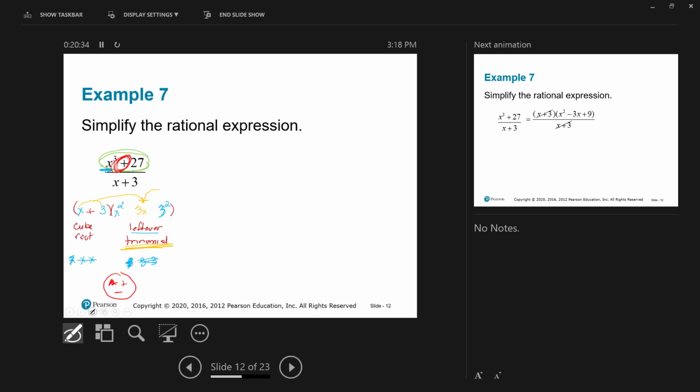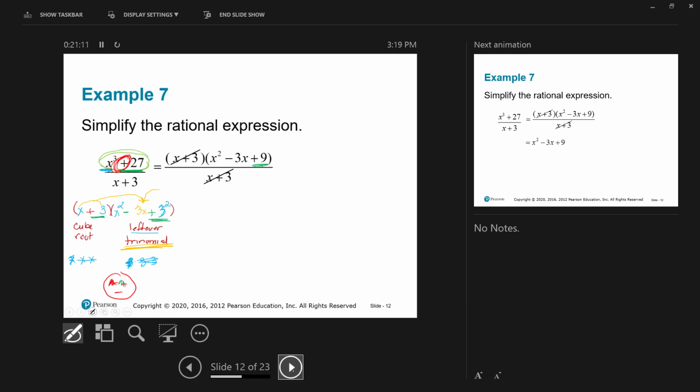This 27 is a positive 27 at the end. This is already a positive 3, which means this 3 squared also needs to be positive if I'm going to get a positive 27. Does that make sense? Which means I've already used the plus, and that means the minus sign goes here. Which means our numerator looks like this. X plus 3, there's the cubed root. X squared minus 3x plus 9. That plus 9 comes from us squaring the 3 squared.